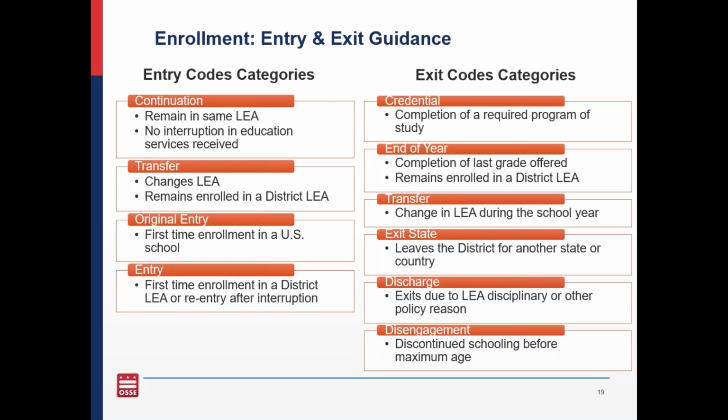So here on this slide, it's a lot of information, but what you'll notice is that we have categories for entry codes and categories for exit codes. Once you take a look at the entry and exit code guidance, you will see that it is also broken down by continuation, transfer, original entry, and then for exit codes, we have the categories of credential, end of year, transfer, exit state, discharge, and disengagement.